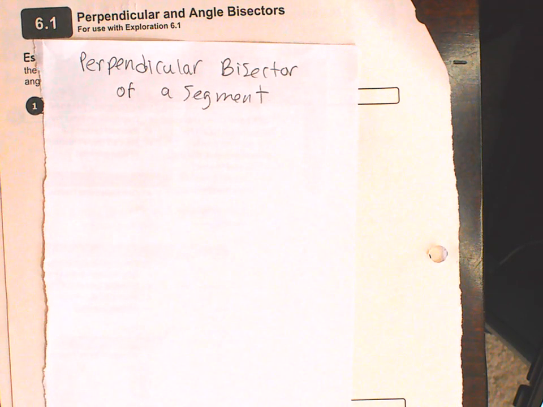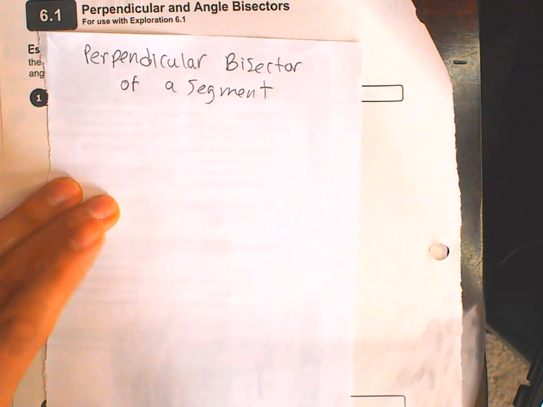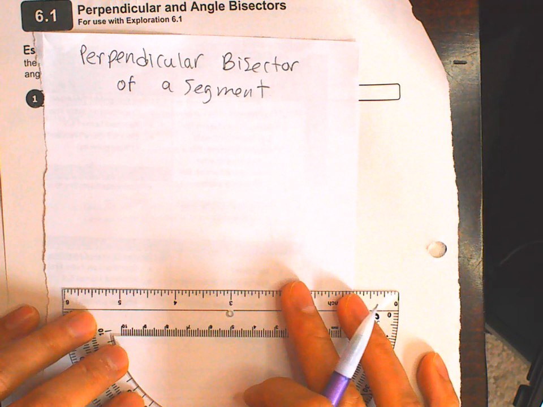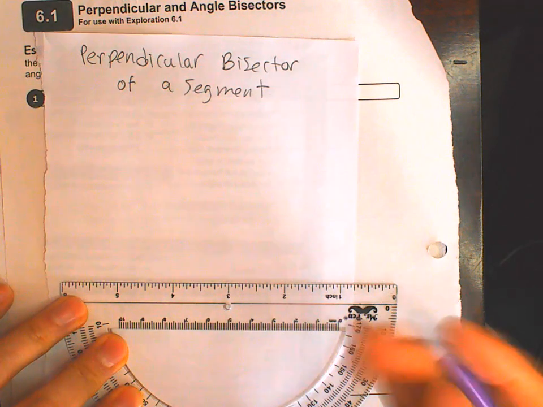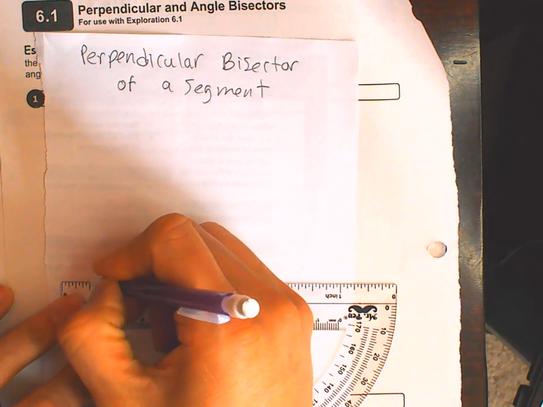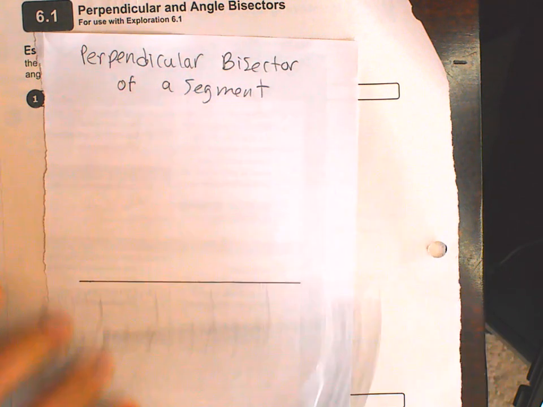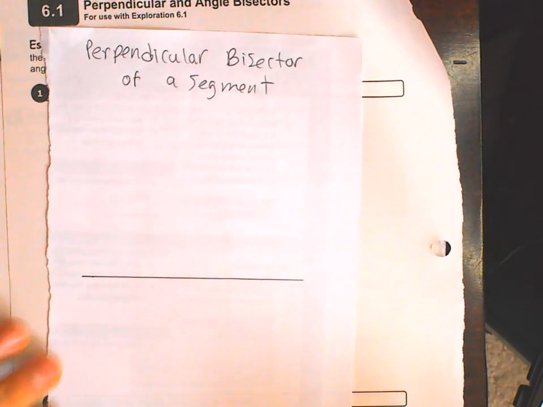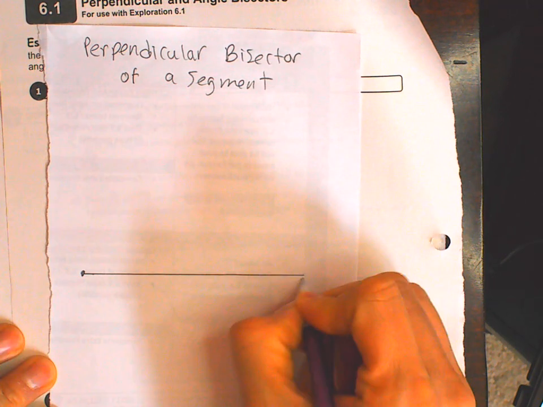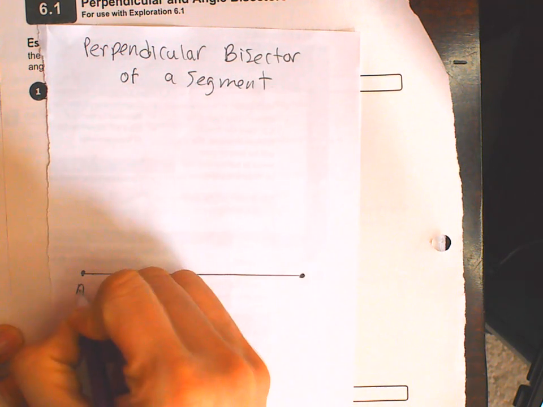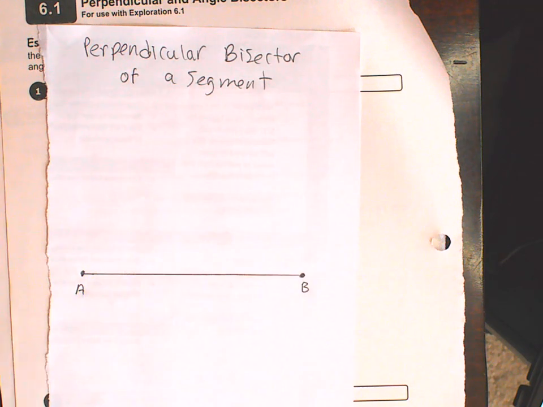So the first thing that you are going to need is obviously a segment. So down here at the bottom, please create a segment. The size of it doesn't really matter. Just maybe make it about 3.5, 4 inches or so. So here is your segment. Now I am going to mark these endpoints A and B. So my goal here is to create a segment that is going to be perpendicular to AB and that cuts this segment into two congruent parts at its midpoint.